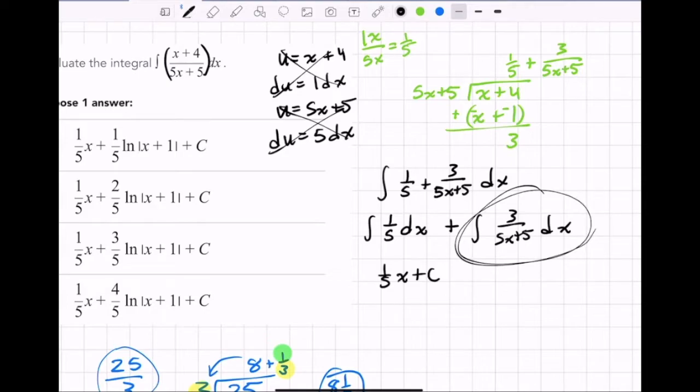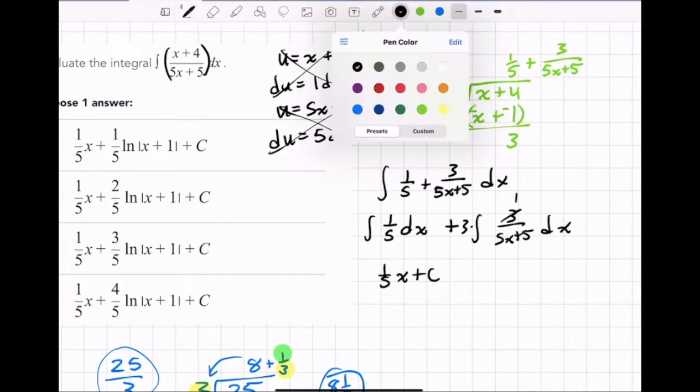This guy, oof, use substitution. Are you guys ready for this? Oh, man. Now, I'm going to take out this 3 and make him into a 1 because he's a scalar. Just put him out in front. Now I have 1 over 5x plus 5. Oh, use substitution. We're going to have to get another color for this.